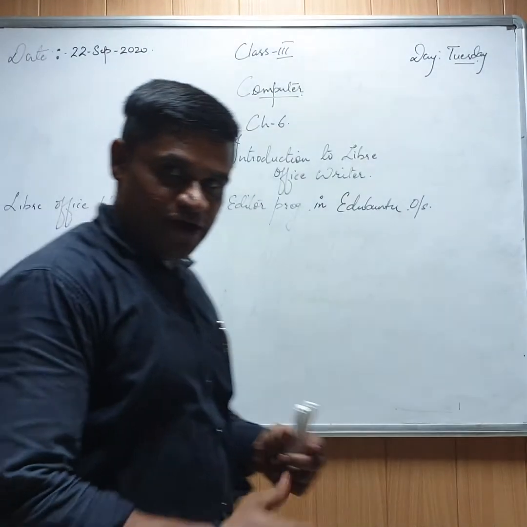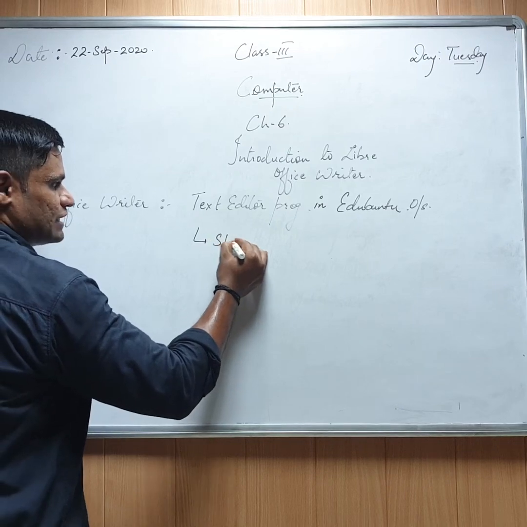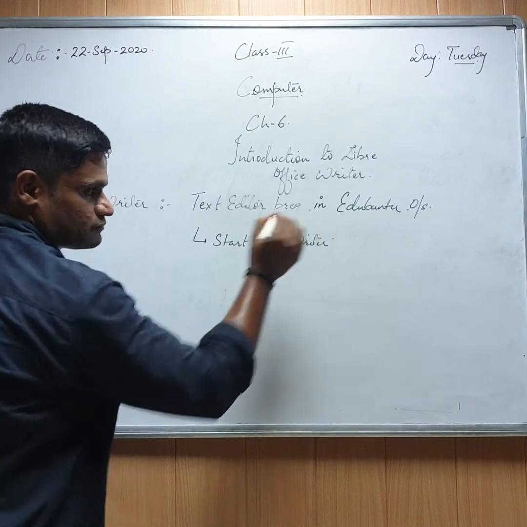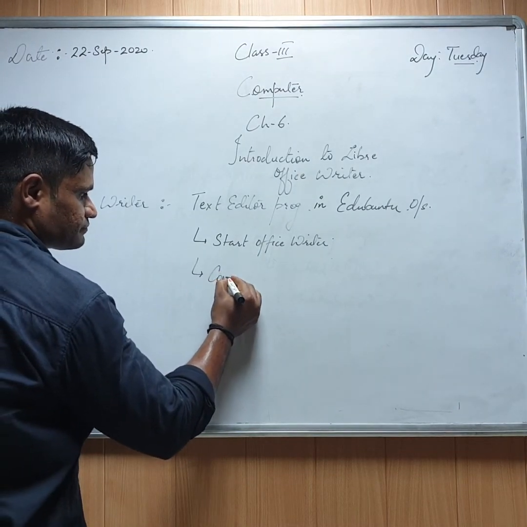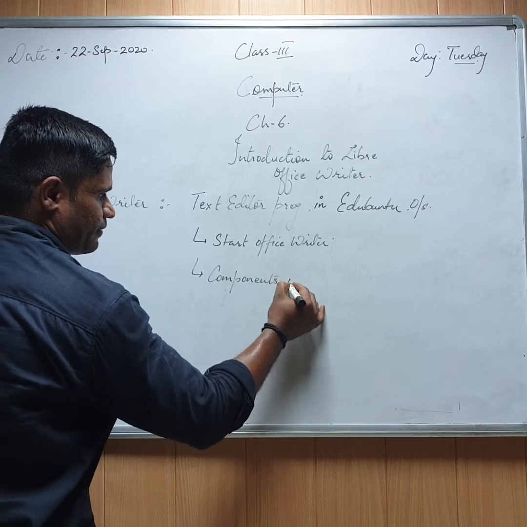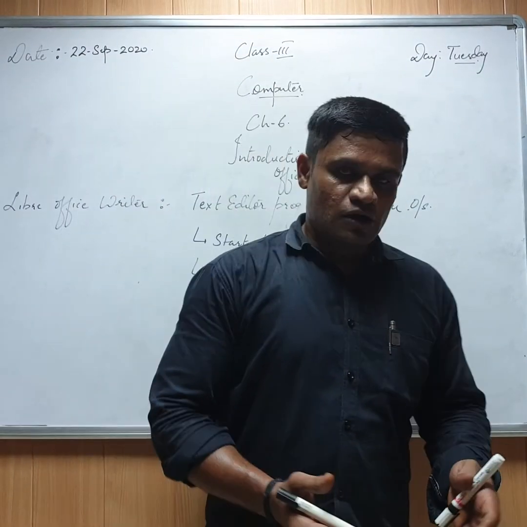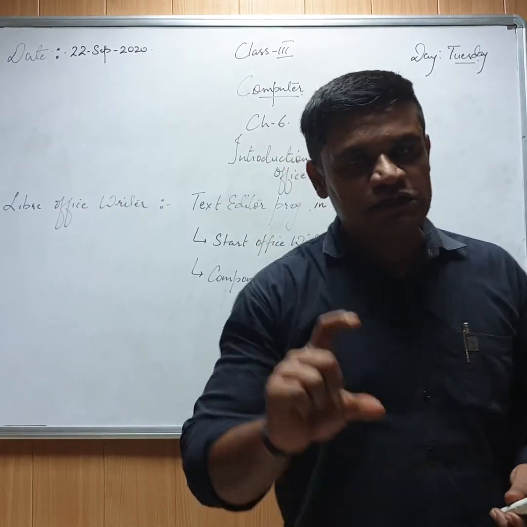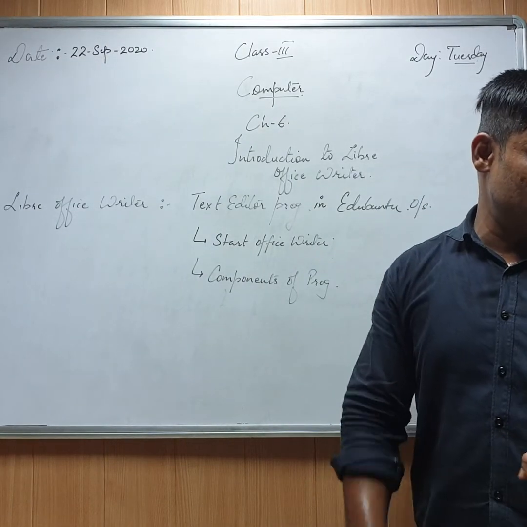We studied about the different components of the topic, or we started with how to start LibreOffice Writer. Then we studied about the different components of the program: title bar, menu bar, the rulers, scroll button, the document area. These all were the different parts of the program, or you can say the components of the program.